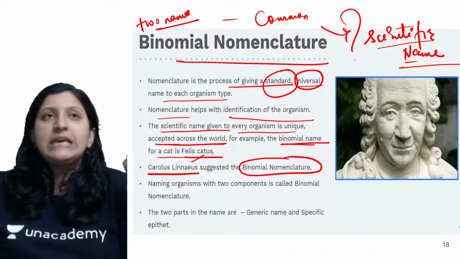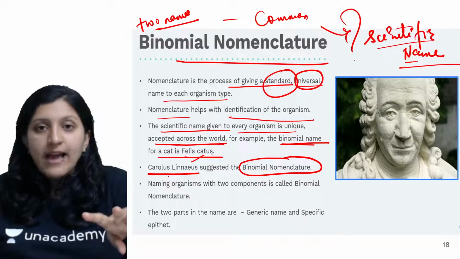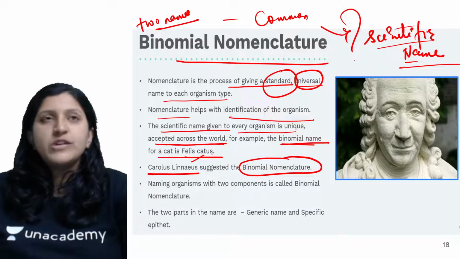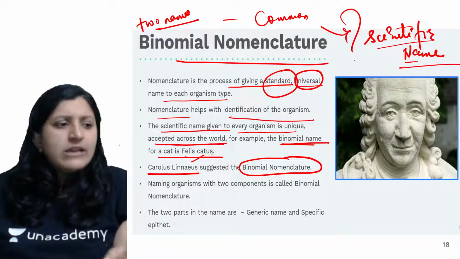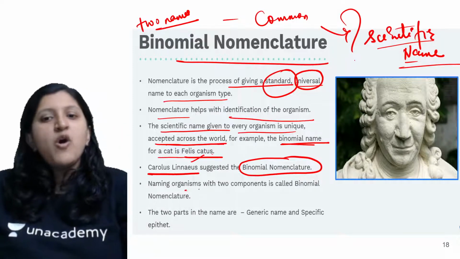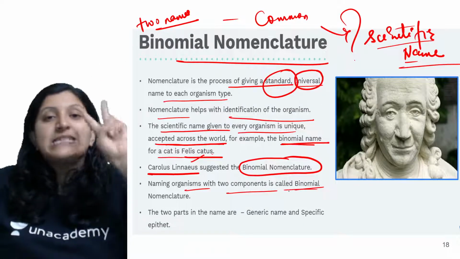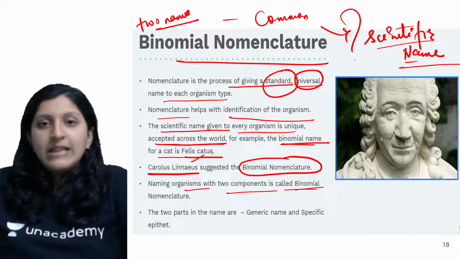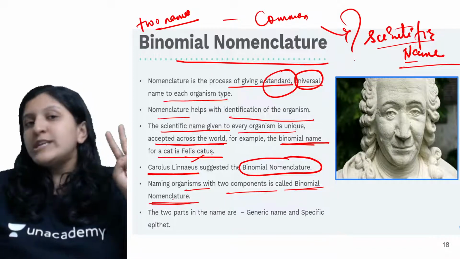Okay, so he completely dedicated his life towards the classification of organisms and their names. He wrote the Systema Naturae, which is basically about the classification, including taxonomy and systematics. Okay, so naming organisms with two components, and that's the reason we call this binomial. Bi is what? Two. Nomial, name, so two names are given, so naming is done by using two names.